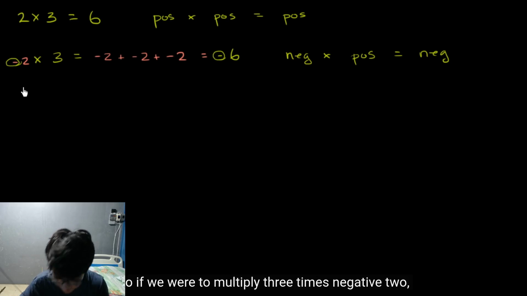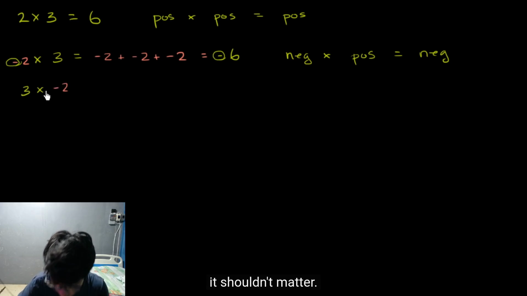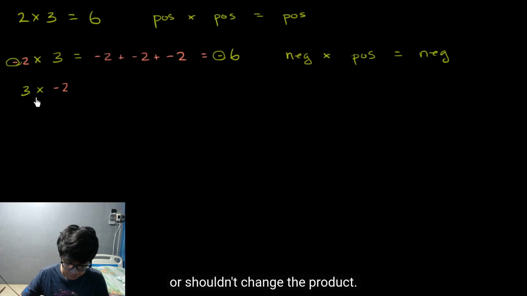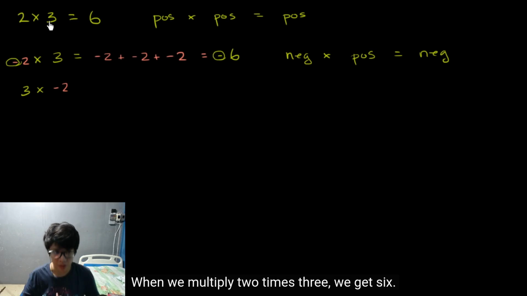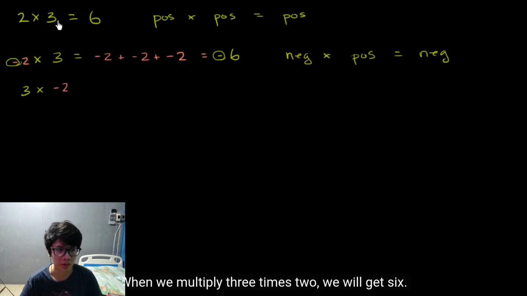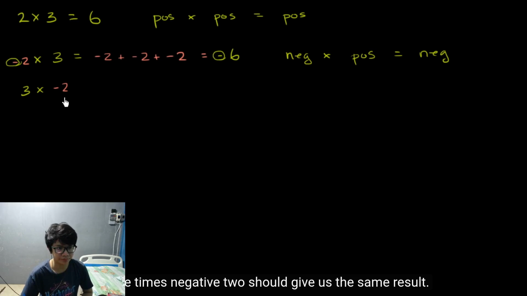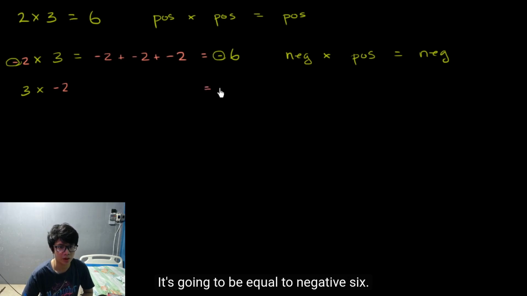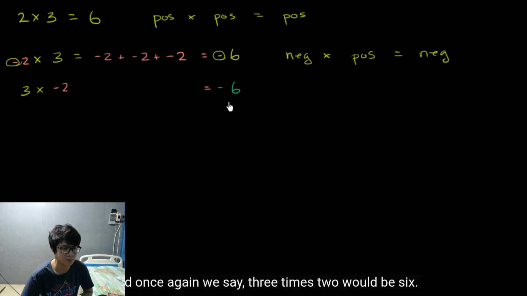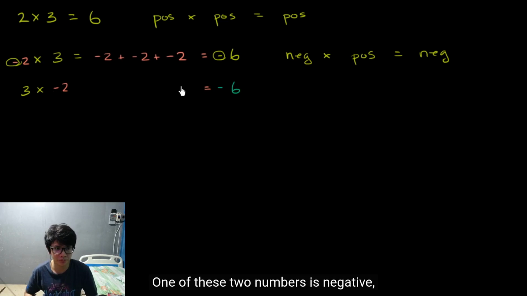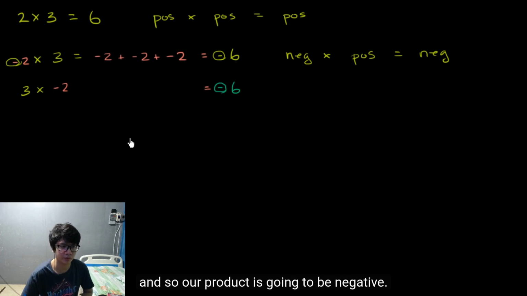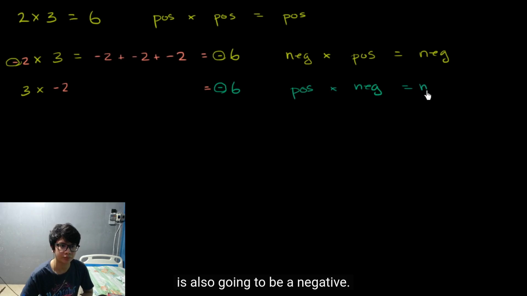Now what if we swap the order in which we multiply? So if we were to multiply 3 times negative 2. Well, it shouldn't matter. The order in which we multiply things shouldn't change the product. Whether we multiply 2 times 3, we'll get 6, or if we multiply 3 times 2, we'll get 6. And so we should have the same property here. 3 times negative 2 should give us the same result. It's going to be equal to negative 6. And once again, we say 3 times 2 would be 6. One of these two numbers is negative, and so our product is going to be negative. So we could write a positive times a negative is also going to be a negative.